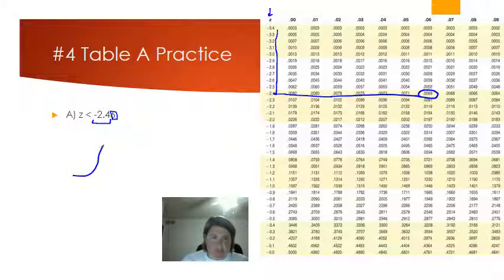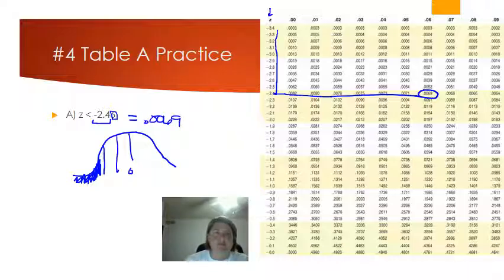If I drew a picture of this, this is a z-score, so we know that the mean is 0. This is negative, so we know we're talking about to the left. There's 1, 2, right? There's 3, so we're at 2.4. So what we're doing is we're talking about the area that's less than this under the curve. So that is 0.0069. Little tiny piece, right? About 6% of the curve.